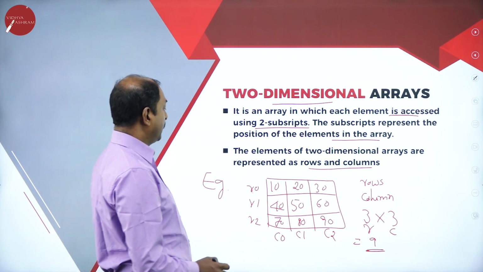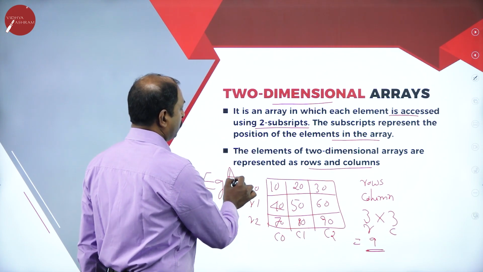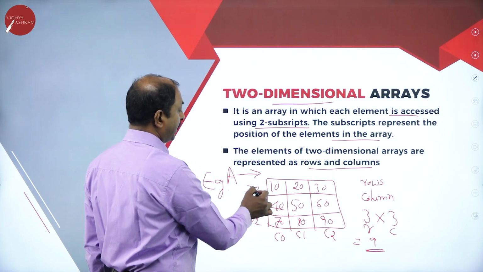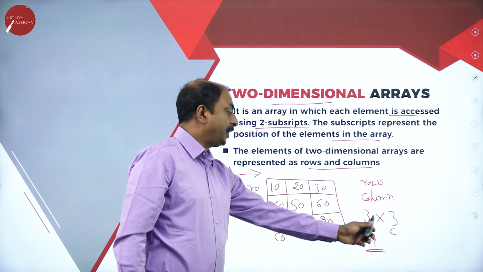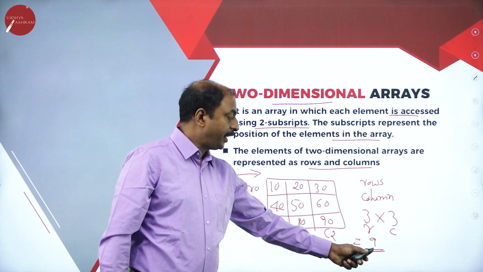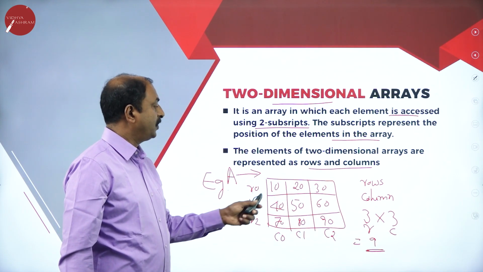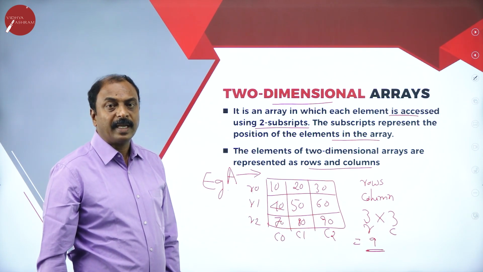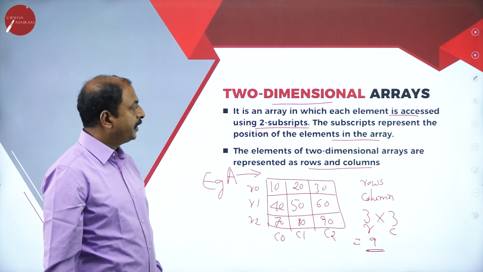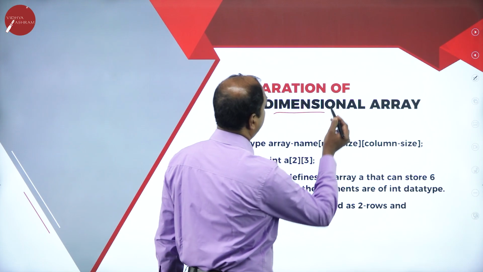So accordingly, suppose I give the name A as the name of an array. In this example, it has 3 rows and 3 columns. There are 9 elements, 3 into 3, that is rows into columns, 9. So it holds 9 values. Name of the array is A, 3 rows and 3 columns. It is an example of a two-dimensional array. And in the next slide, we will see how we declare a two-dimensional array.